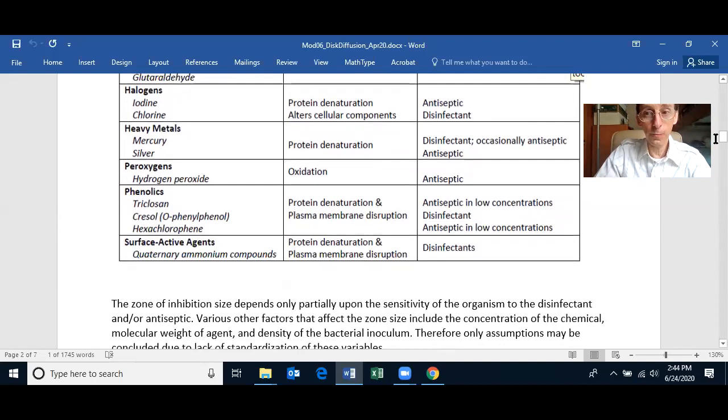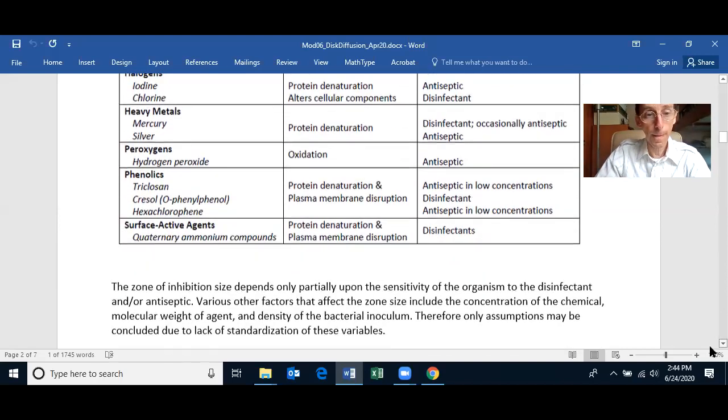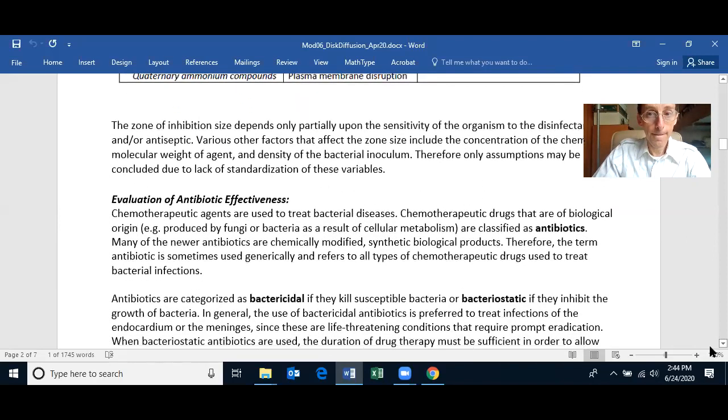Later on in the term, we'll talk about disinfectants and antiseptics. It's chapter 7, in which case I might be a little more specific. But for now, just know how to use this table. I think I already talked about that.